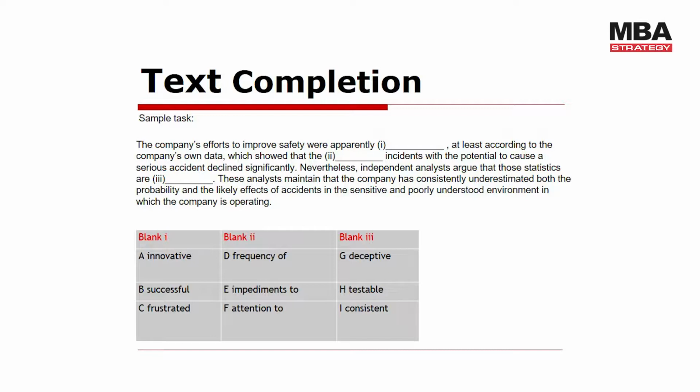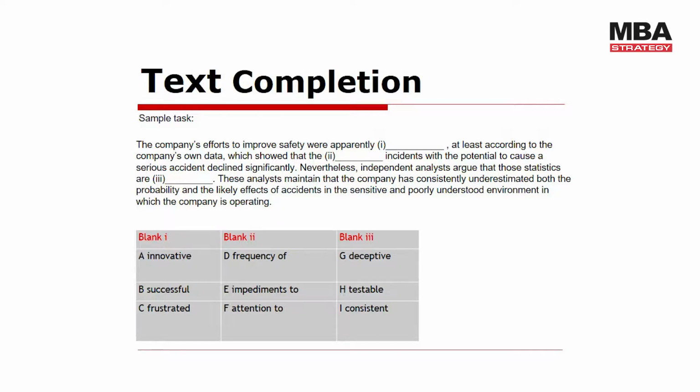Here, there are different probabilities too. It could be an adjective in this place. It could be something like a number of incidents or the number of incidents. This is uncertain. We cannot put anything here. Moving on. Nevertheless, independent analysts argue that those statistics are.